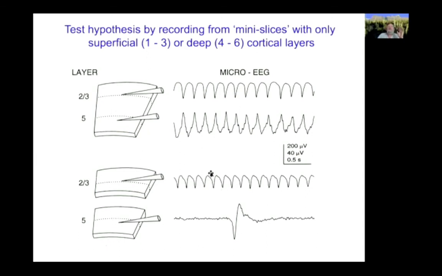Now we can further dissect these mini slices into two halves, get medieval on them. And when we do that, we can see that it's the upper half of the slice, the layer 2-3 area, and layer 1 to the top of 4, that generates the theta activity. Following cutting the slice, the layer 5 neurons go into a burst suppression pattern. And this will become more important later when I talk about anesthetic effects on these brain slices.